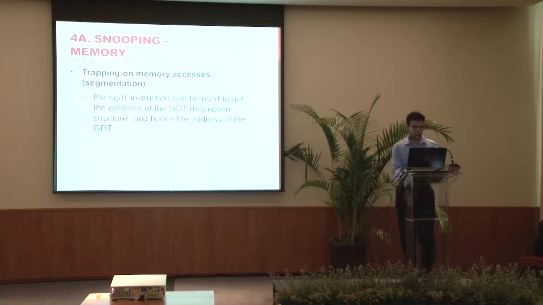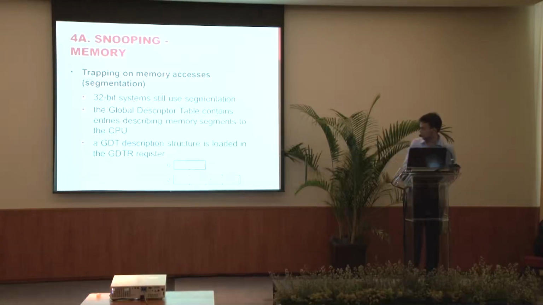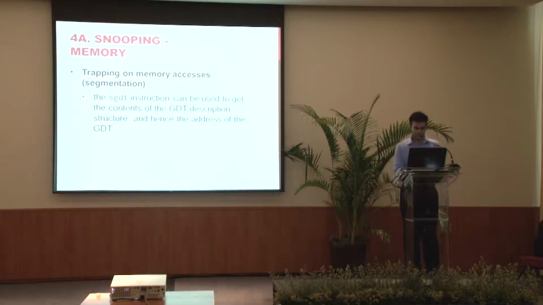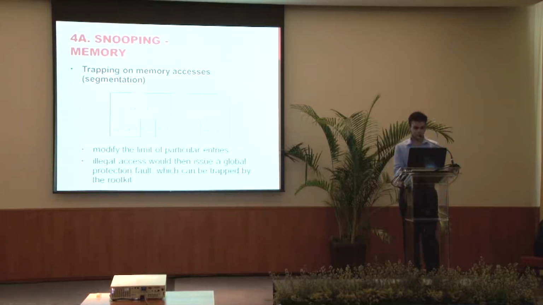And the SGDT instruction can be used to get the contents of the GDT descriptor structure. So once you do that, you get the structure at the bottom, the size of the GDT, and the location of the GDT. And with that, you can effectively modify the limit of any particular segment entry in the GDT. And then when you would try to access the memory described by it, it would issue a general protection fault, which can be again trapped by the rootkit.